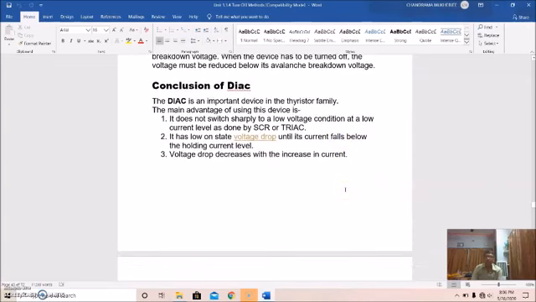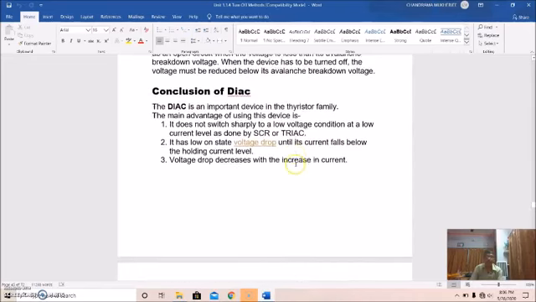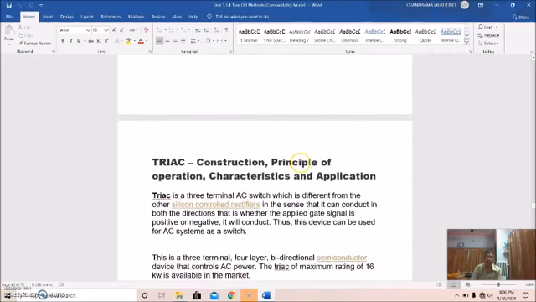Now, the conclusion is that the DIAC is an important device of the thyristor family. Its main advantage is that it does not switch sharply to a low voltage condition at a low current level as done by an SCR or TRIAC. It has an on-state voltage drop until its current falls below the holding current level. Voltage drop decreases with the increase in current. So that's all about the DIAC.